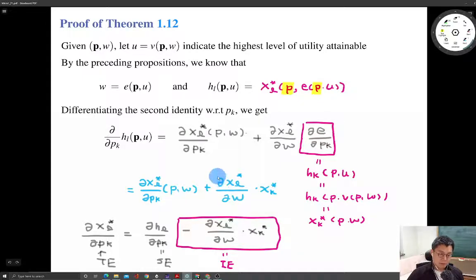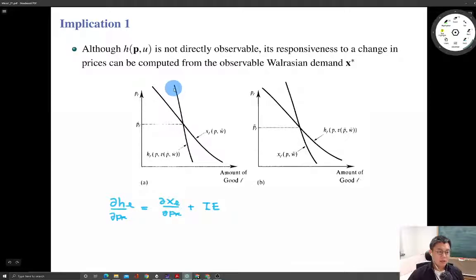So suppose that this term is strictly positive, meaning that as consumers get wealthier and wealthier, the demand for good L increases. We call that a normal good. So as income increases, if the demand for the good also increases, the income and the demand move in the same direction. We call that good a normal good. So if that is positive, we can see that Hicksian demand is more responsive to change in price, just like this figure. Hicksian demand is steeper than the Walrasian demand.